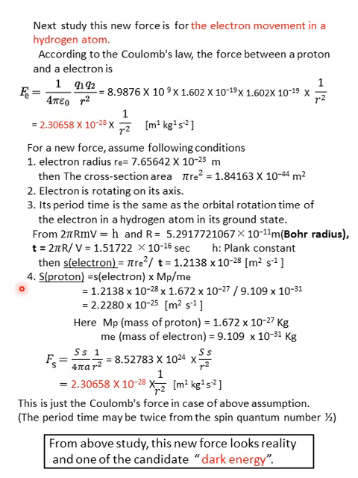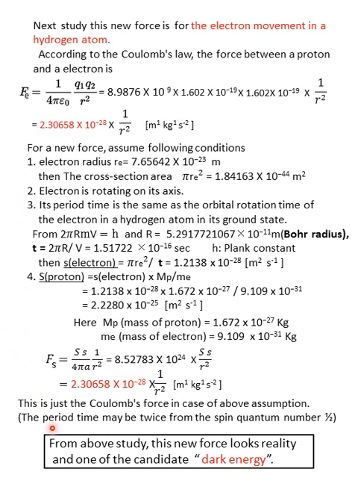The fourth assumption is S for proton. S for proton is S for electron multiplied by the mass ratio of proton and electron. Then S for proton is this value. Here MP is mass of proton, this value, and ME is mass of electron, and this value. Then new force Fs between electron and proton is this formula, and the value is like this. This is just the Coulomb's force in case of these assumptions.